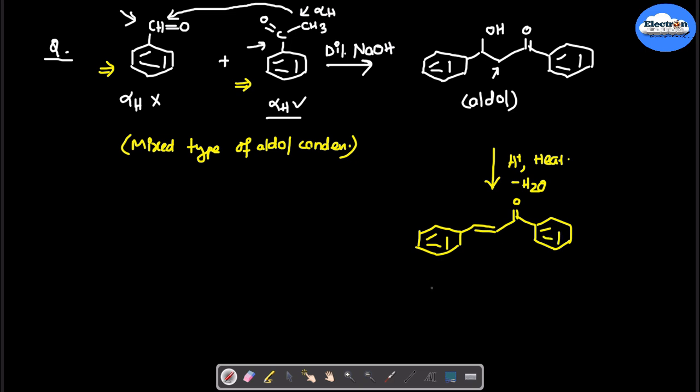So this compound that is formed is actually 1,3-diphenylprop-2-en-1-one. So this is the compound name, and with respect to this carbonyl group, this is the alpha position and this is the beta position. So it is another type of alpha beta unsaturated carbonyl compound. So it is very important.